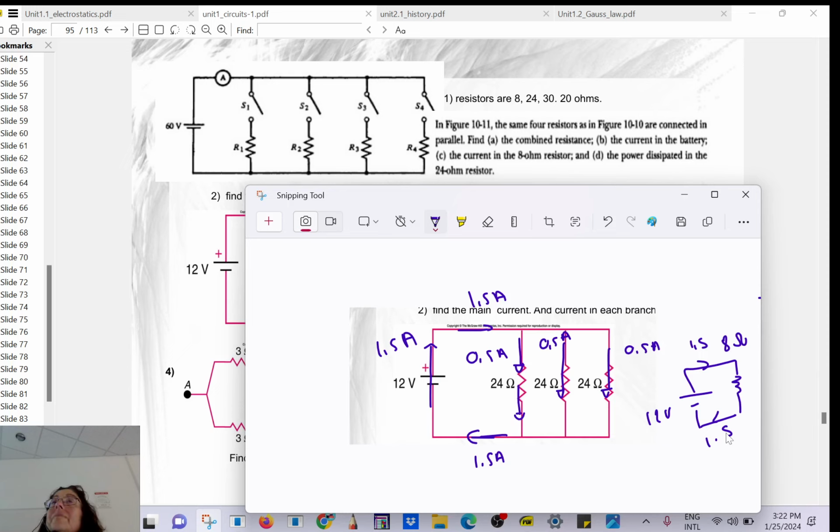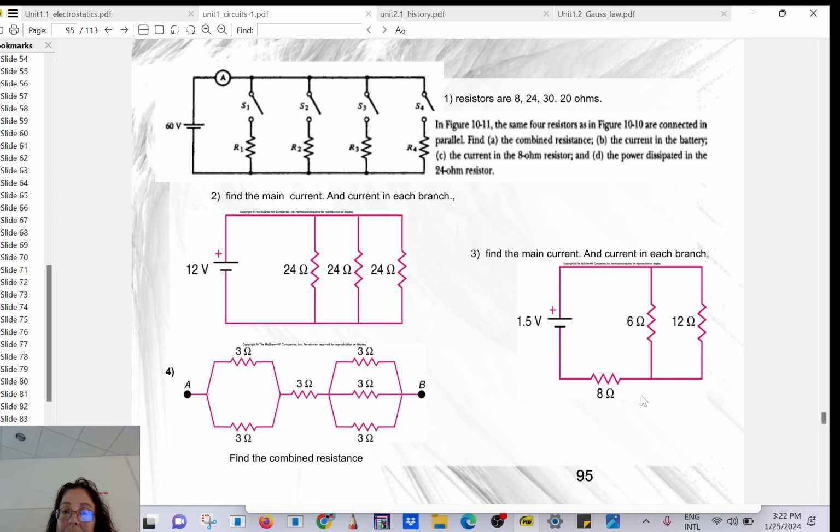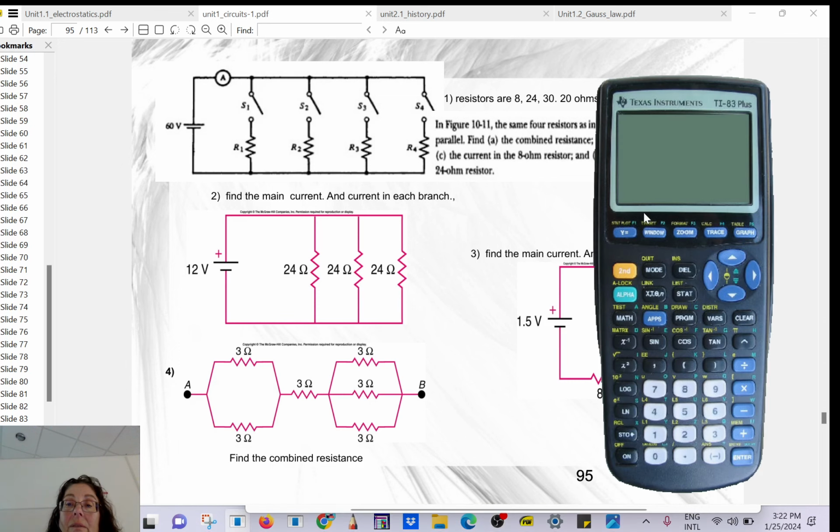Okay? More fun. This one is more complicated, so I'm not going to do this one. Okay, let's do this one just to see if we know how to use the calculator.